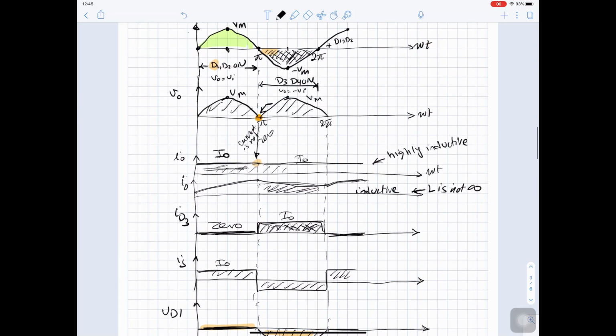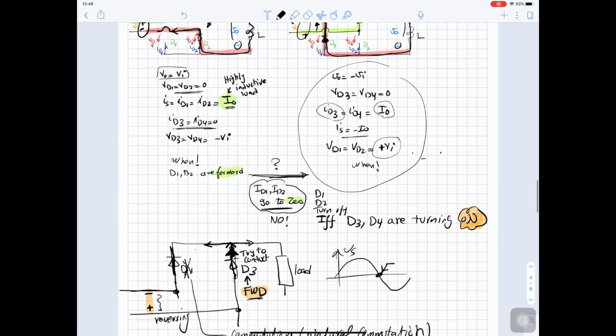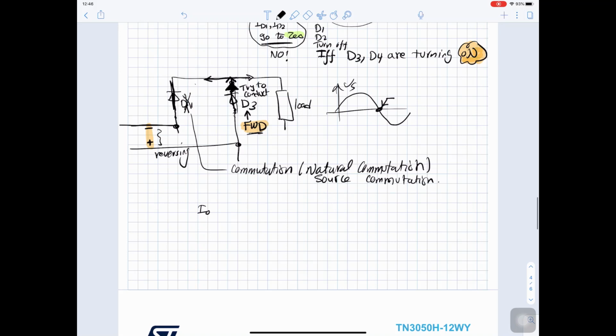As you can see that the voltage waveform is the same as what we got last time. So we can say V out average equal to 2 V max over pi, and V out RMS equal to V max over square root 2 as we did last time. The only difference is that I out average equal I out, because I out is constant.